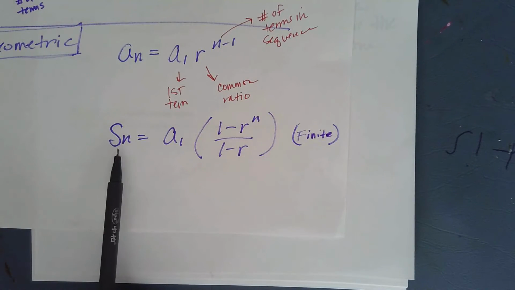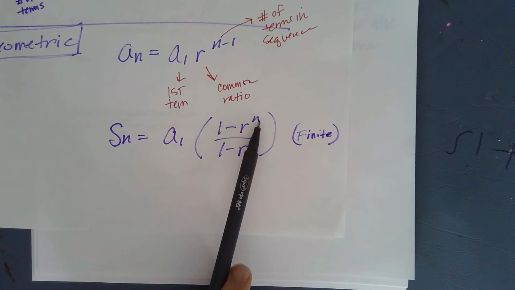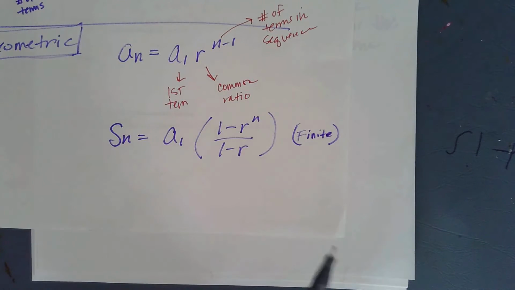Again, n means how many terms you're adding together. So if we're talking about the 13th term, it would represent 13. This is your first term, your common ratio, and however many terms we're adding together. And so the formula is a little different. We have to make sure we're following order of operations correctly, but we'll get into that in a couple different examples here in a second.